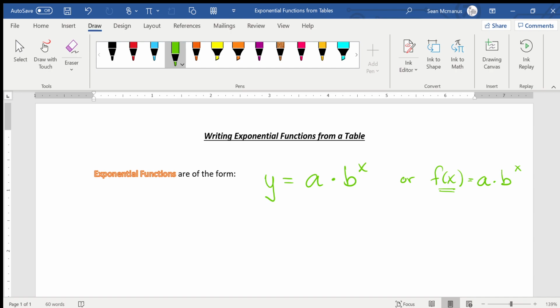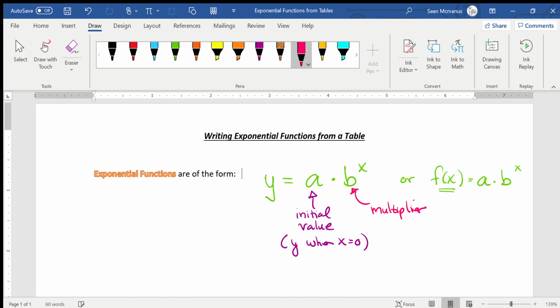So y equals a times b to the x, where a is the initial value. That's really the y value when x equals 0. So it's similar to our y-intercept, well, it is the y-intercept, but it's the same idea as when we did y-intercept with linear functions, right? It's a place we know we can start our graph, or where our function begins. And b is the multiplier.